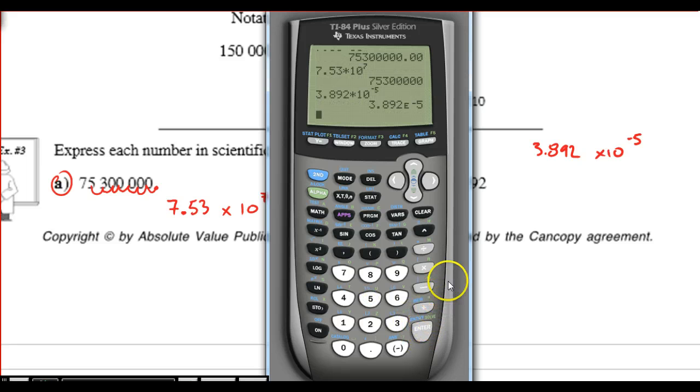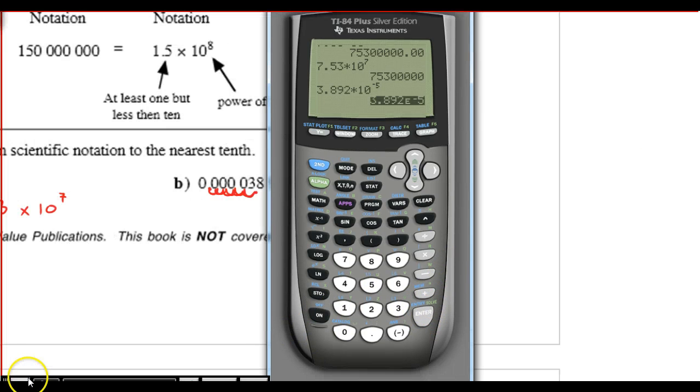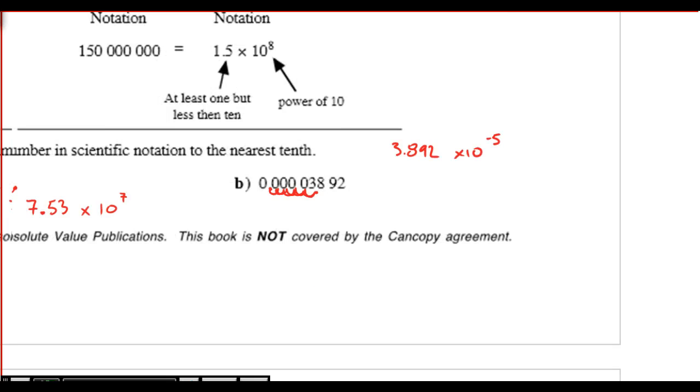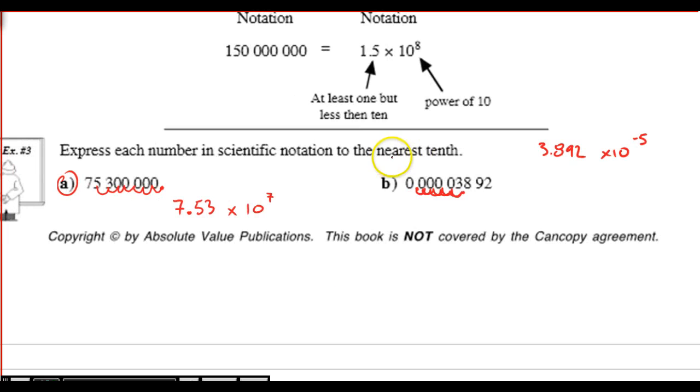You will see I get... Actually, my calculator puts it into scientific notation on its own because there are so many decimal places there. Okay, let's just double check here. I guess I didn't read this section here. They said they want us to round it to the nearest tenth, which means that this would turn into 7.5 times 10 to the 7, and this would turn into 3.9 times 10 to the negative 5.